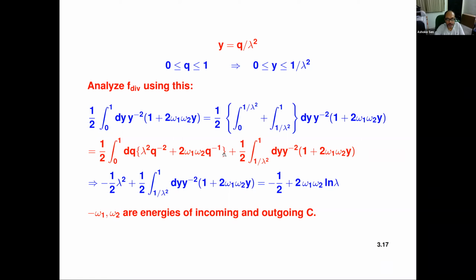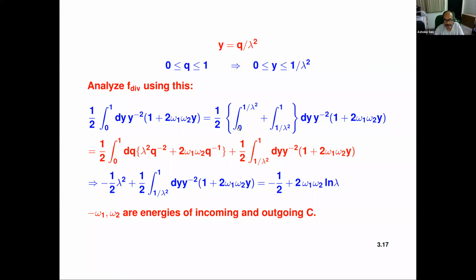Then you have dq q inverse. We are simply supposed to drop it, because that's an internal zero mode. And as we discussed, all the internal zero modes have to be dropped. In this case, in fact, you can easily check that this internal zero mode is just the collective mode. So you are dropping it. So you just get minus half lambda square.